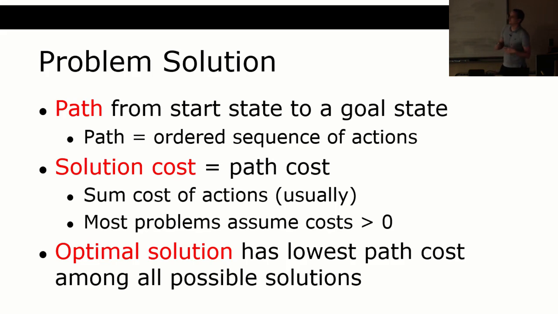And so if we talk about what an optimal solution is, then an optimal solution has the lowest path cost among all possible solutions. So there might be a bunch of different ways to get from the start to the goal, but an optimal solution has the lowest possible cost of all the solutions. And there might be more than one optimal solution as well. You can think, if I have to go right then up, well, up then right is essentially the same cost, and they're both optimal solutions to that problem.